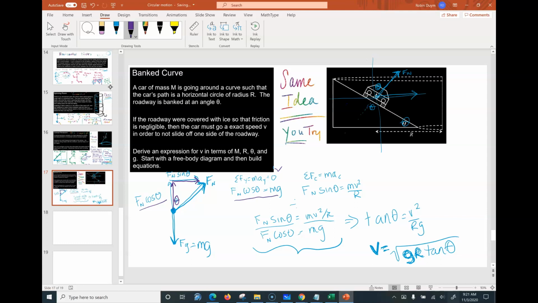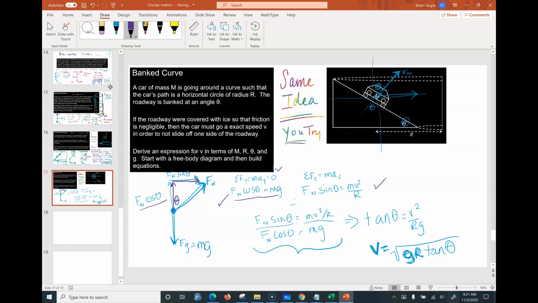Then we do the same for the in and out direction. So we end up with Fn sine theta. That is the part of the normal force that's going to keep it going in a circle. And then the other part is going to be balancing out. This balances out the weight. This keeps it going in a circle with this acceleration.